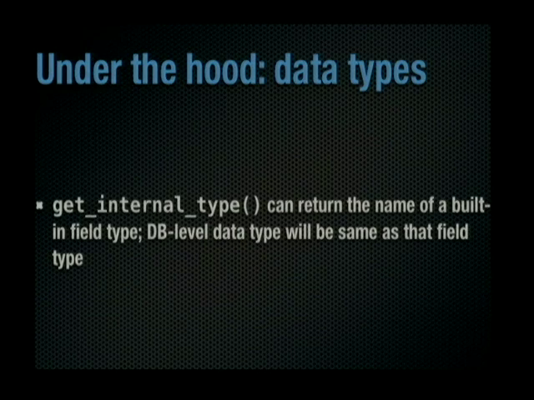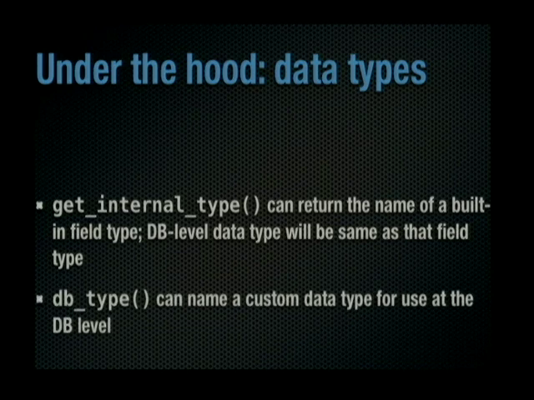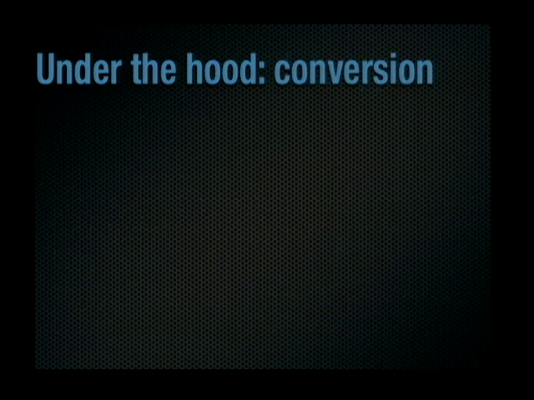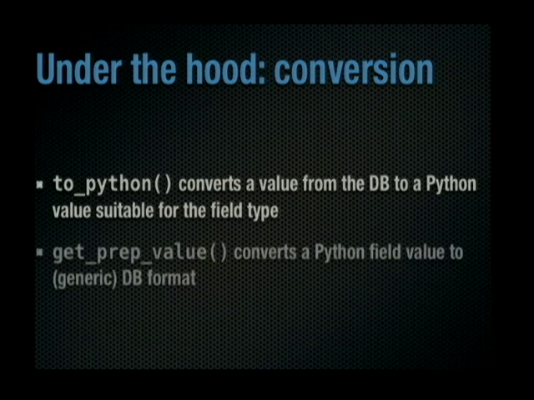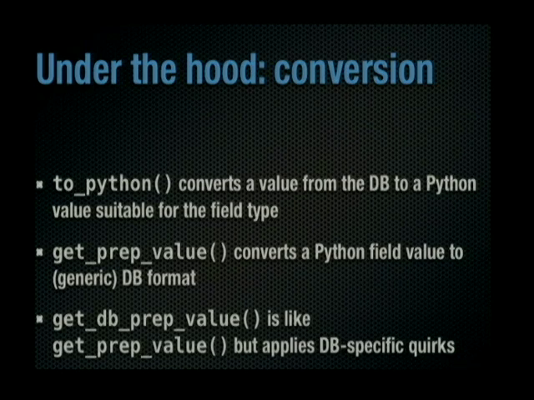Every model field has a get_internal_type method, which can return the name of a built-in field type. Basically, if you write something that ultimately is character data, you can return CharField as your internal type, and Django will know to treat this the same way it treats its own character fields. db_type can name a custom data type to use at the database level. Every model field has a method called to_python, which converts a value from your database into the correct Python type. A method called get_prep_value converts the Python field value back to a generic database-ish format. And then another method called get_db_prep_value applies any specific quirks for the database we're going to save it into.